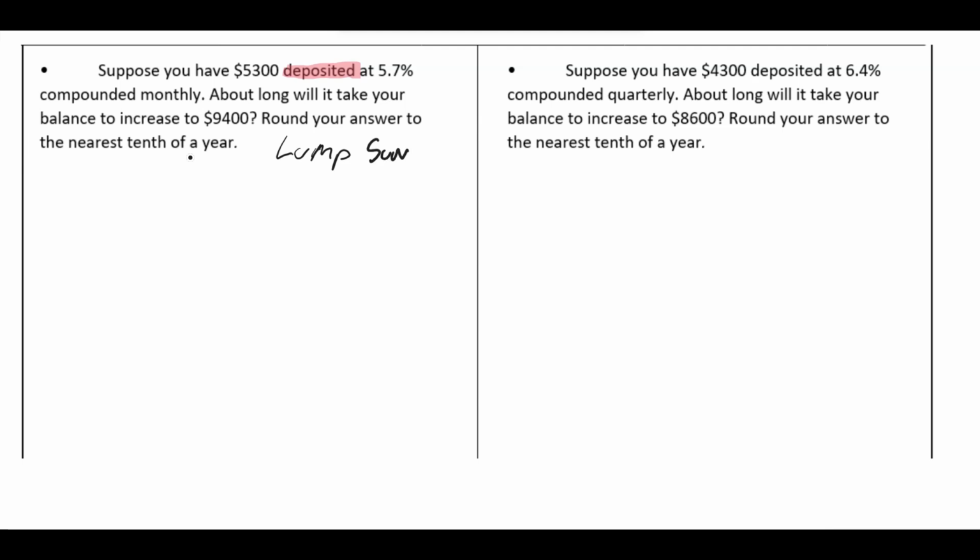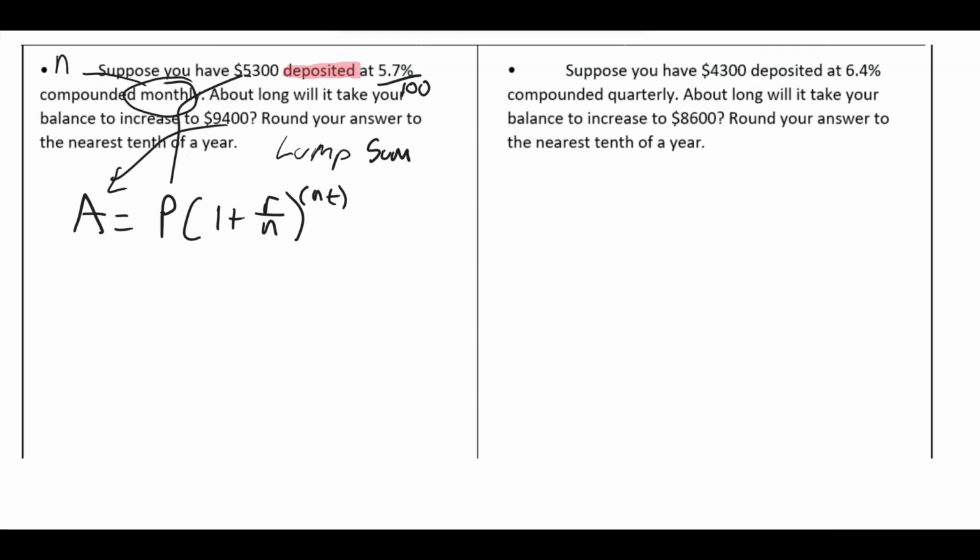And so our formula for the lump sum is A equals P times (1 plus r over n) to the power nt. We have the previous amount, 5,300, and we have the after amount, 9,400. We have our interest rate, which we'll divide by 100. And the fact that it's compounded monthly gives us n equals 12. So we have everything except for t.